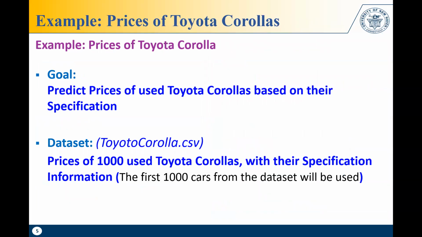In the example of prices of Toyota Corolla, the goal is to predict prices of used Toyota Corollas based on their specifications. And for the data set, prices of 1,000 used Toyota Corollas with their specification information will be used. Basically, the first 1,000 cars from the data set will be used.